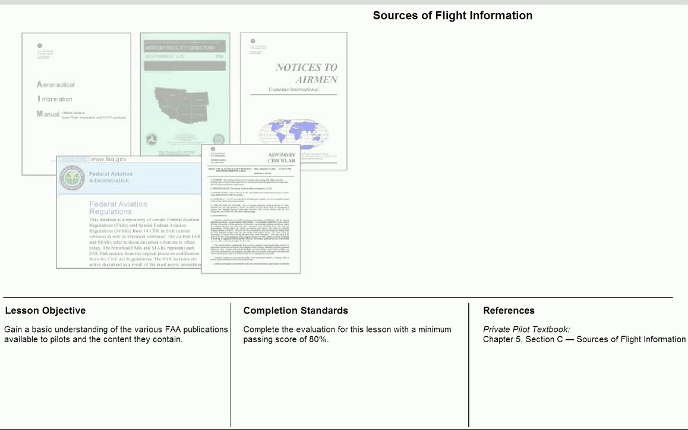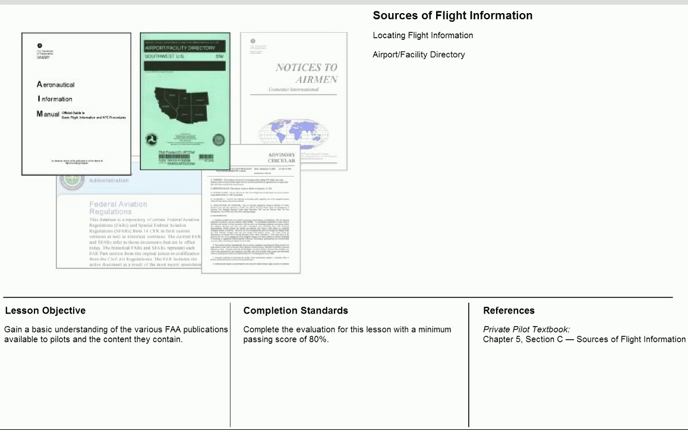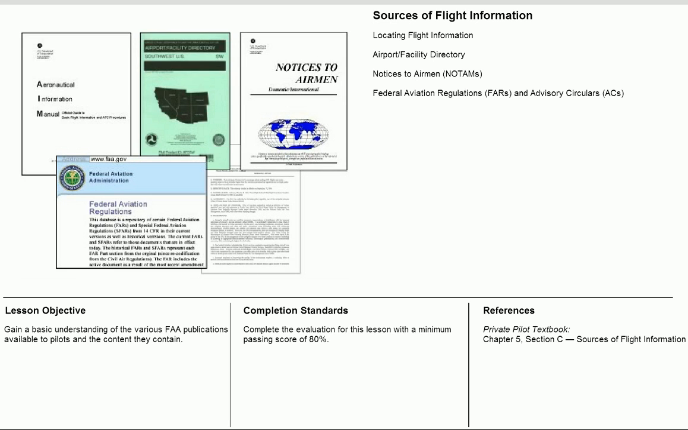In this lesson, you'll familiarize yourself with these sources by exploring the following topics: locating flight information, airport facility directory, notices to airmen, and federal aviation regulations and advisory circulars.